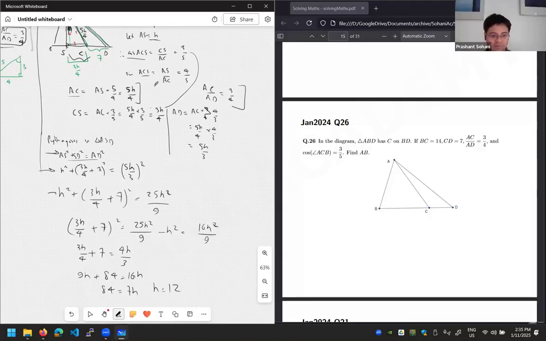Okay, so h is equal to 12. Once we get the value of h, then everything else we can find, right?